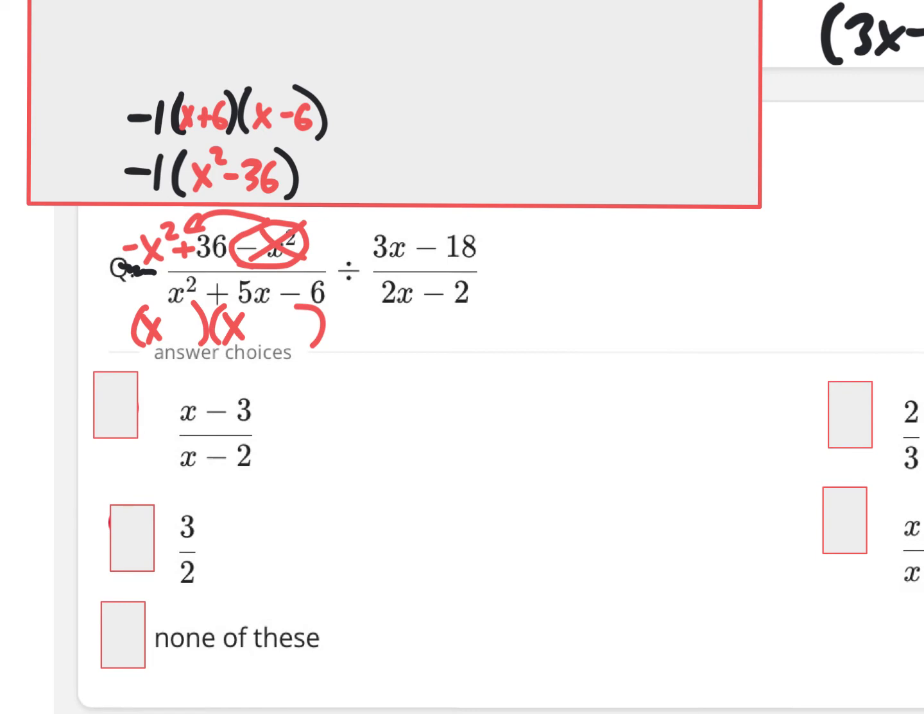Positive 6 and negative 1. That is correct. Positive 6 and negative 1. Okay, so I have factored the bottom. Let's continue factoring. You know what? It's getting messy. Let me rewrite this thing.